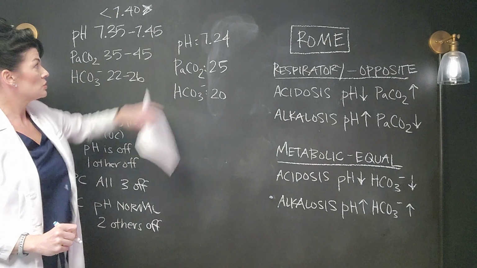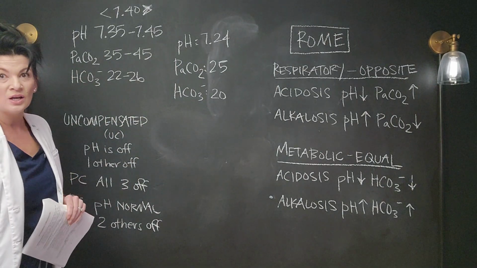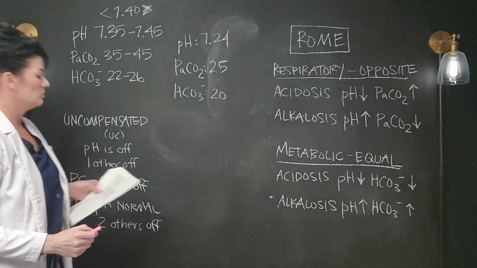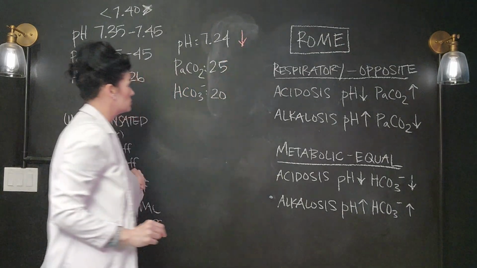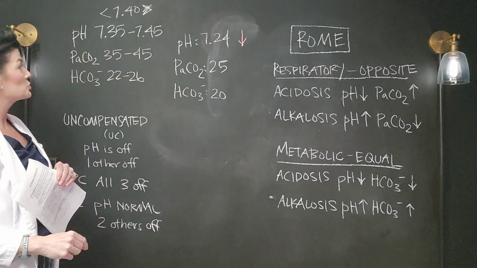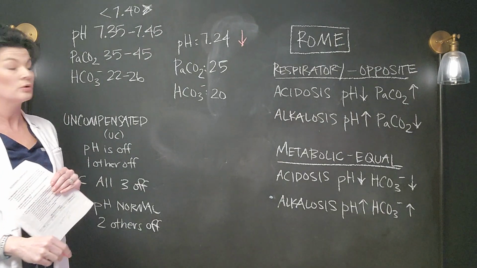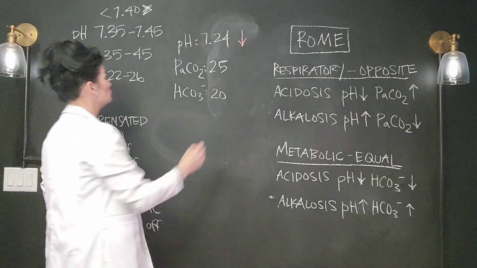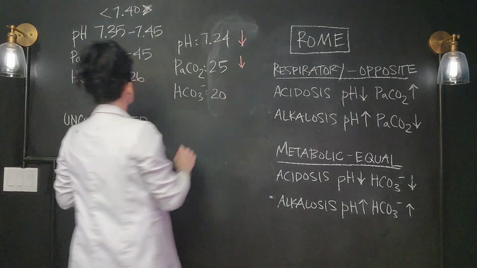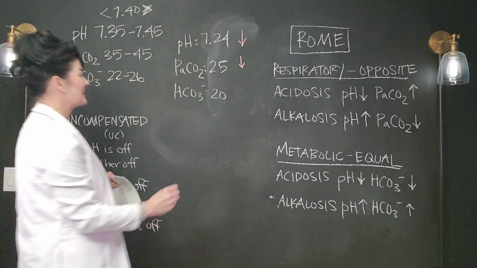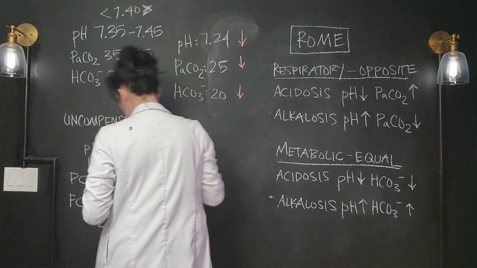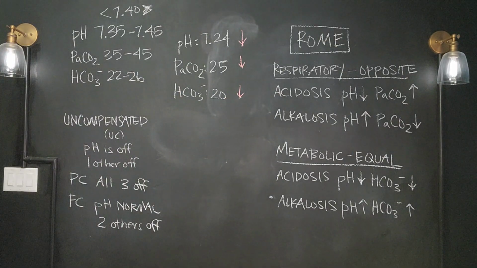All right, so pH, is that high, low, or is that normal? That is low. We are knocking on acidosis's door. Is our partial pressure of CO2 high, low, or normal? It's also low. Bicarb, is that high, low, or normal? That is also low. All right, let's start with our compensation, ladies and gentlemen.